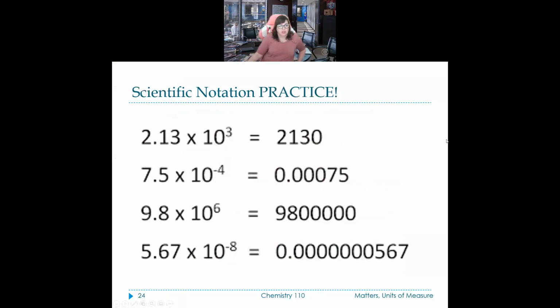So let's go back to our slides. Oh, scientific notation. We're gonna practice. Oh, practice. Awesome. How do I practice? Well, if you're anything like me, I don't practice without writing stuff down. So, how am I gonna write stuff down?